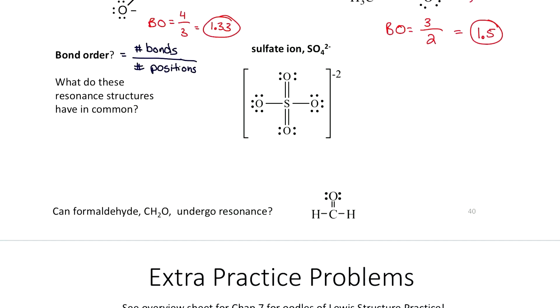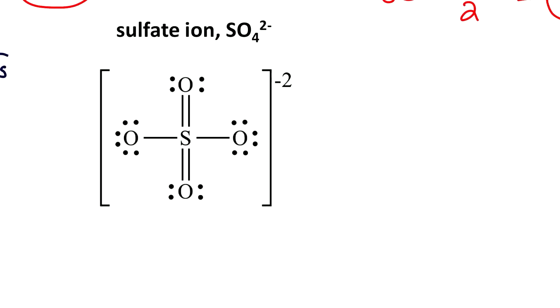Sulfate is another example of something that can undergo resonance. Do you kind of see the similarity between all of these? What do all of these ions have in common? They all have that oxygen atom. They have an oxygen atom that sometimes has a single bond, sometimes has a double bond.